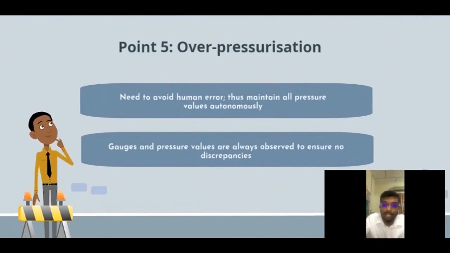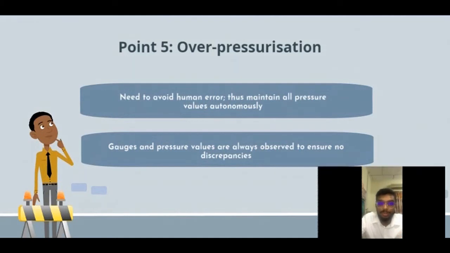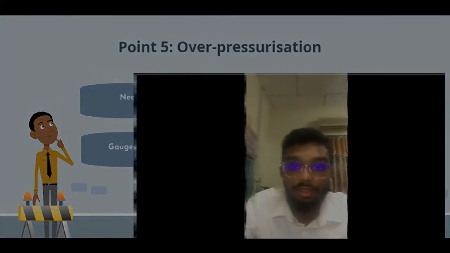Overpressurization can be avoided by autonomously gauging the pressure. Therefore, it is automatically controlled. The pressure values are maintained at a safe level, and overpressurization does not occur.